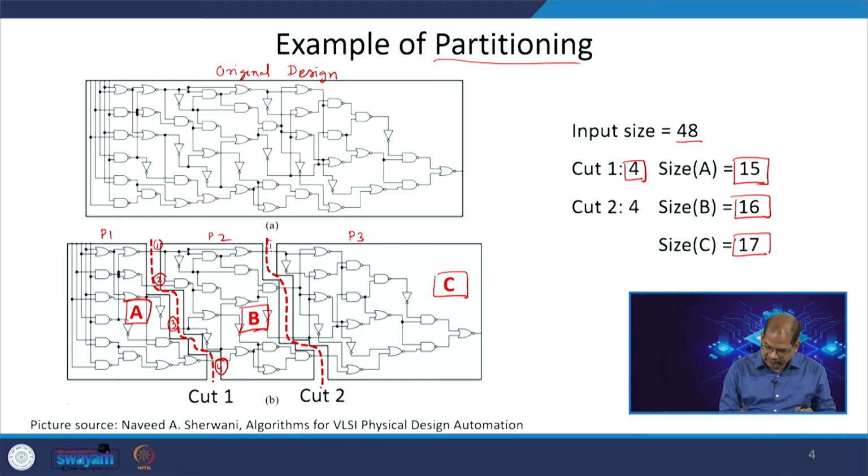This is the first line, second line, this is the third line and this is the fourth line. So, cut 1 has 4 lines, cut 2 is also having 4 lines. So, this is an example of a partitioning.